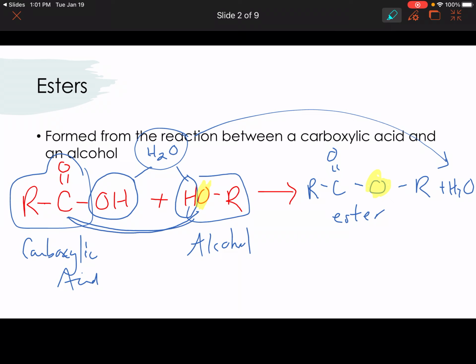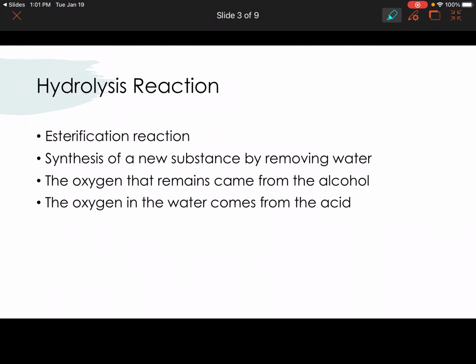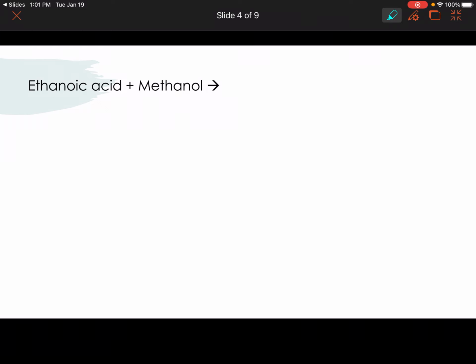The oxygen in the water came from the carboxylic acid there. So you can see where it's going. So make sure you know that and understand the difference there.